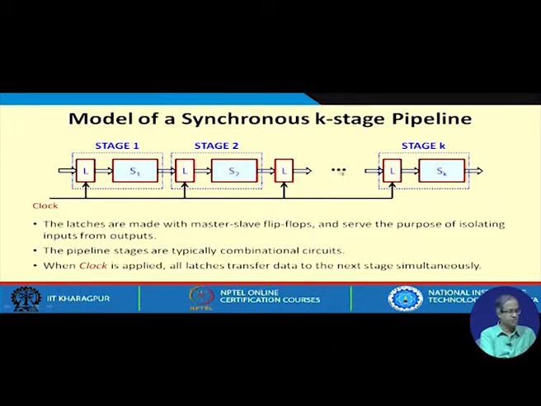These stages S1, S2, they are typically combinational circuits. Whenever the next active edge of the clock comes, the next data is fed to S1, the output of S1 goes to S2, S2 goes to S3 and so on. So, there is a shift which goes on whenever the clock signal appears. In synchronism with the clock, the pipeline shifts results from one stage to the other in a lockstep fashion. Okay.